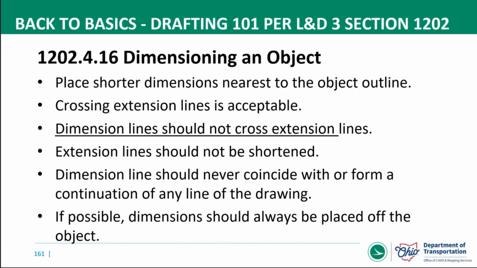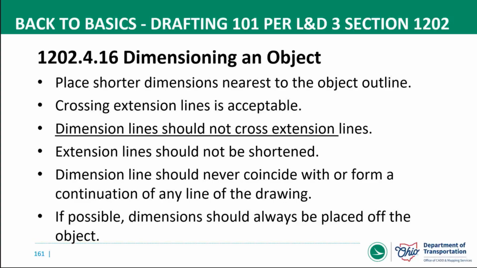So dimensioning of other objects, shorter dimensions are always nearest to the object line. Crossing extension lines is acceptable. The reason that's a bullet point there is we've seen a lot of times where people try to break their extension lines when they cross each other. It's just a lot of extra effort and doesn't really do any good. Dimension lines should never cross an extension line. Extension lines should not be shortened, and I'll show that on the example here.